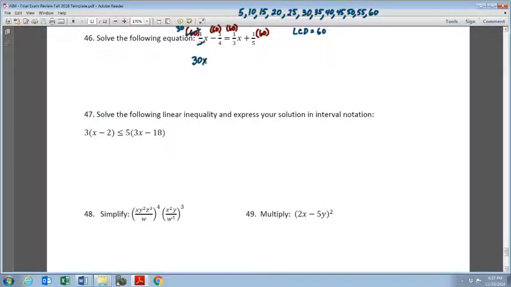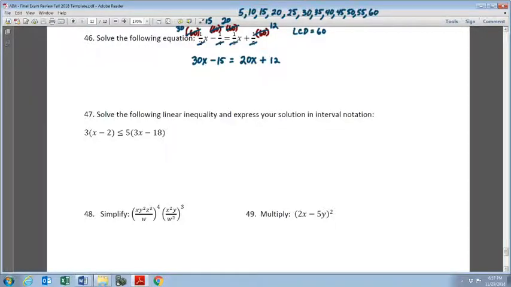Times the x that's already there. 60 divided by 4 is 15. And it's minus 15 times 1 there. Equals, on the other side we have 60 divided by 3, which is 20, times the x that's there. And then 60 divided by 5 is 12. 12 times 1 is 12.